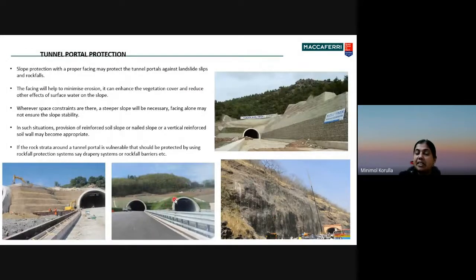You may be seeing that even at this tunnel portal, whatever stabilization systems are being provided, the vegetation is also one of the components. Why will the vegetation enhance the erosion protection? Its roots will go deep and, apart from the superficial erosion protection, will further stabilize the slope, and it will never prevent the drainage, so that it can really go as a sustainable solution.